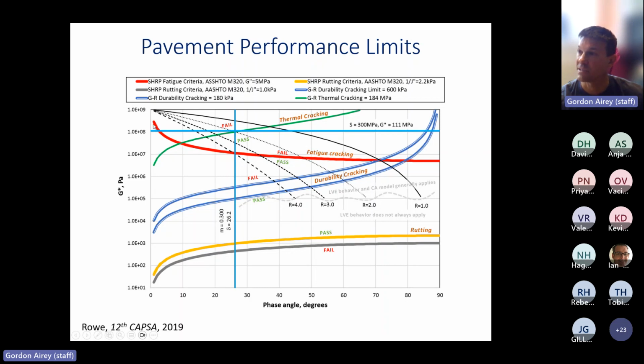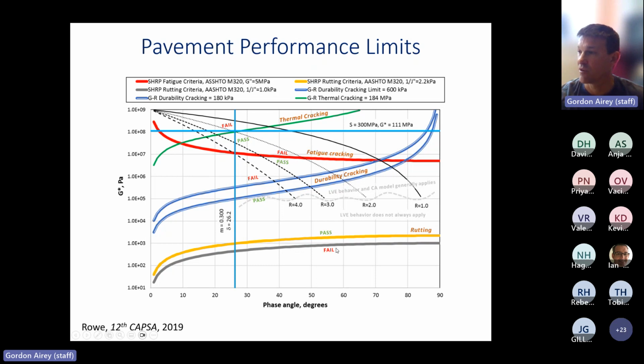We can even include the fatigue parameter. So this is the fatigue parameter that was taken from the SHARP study, which was a loss modulus of 5 MPa. Again, we can plot that on the Glover-Rowe parameter at different phase angles and complex modulus combinations to give us that fatigue line. And again, if we're above that fatigue line, in terms of if we're concerned about fatigue cracking, our material potentially would fail, or at least be in a band where we would indicate we need to be very careful about fatigue cracking. If it was below, it would pass.